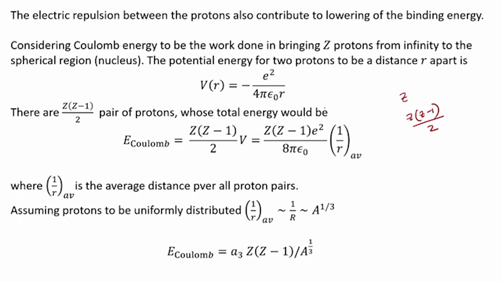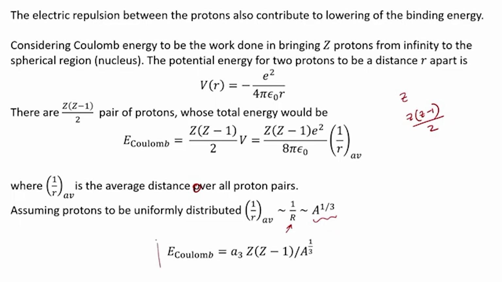So, you replace 1 over r by 1 over r average. That is the average distance over all these proton pairs. Assuming the protons to be uniformly distributed, 1 over r average is like 1 over r, where r is the radius of the nucleus, which goes as A to the power 1/3, because 4/3 pi r cubed is like your A. That is the volume term which we have seen is equal to A.